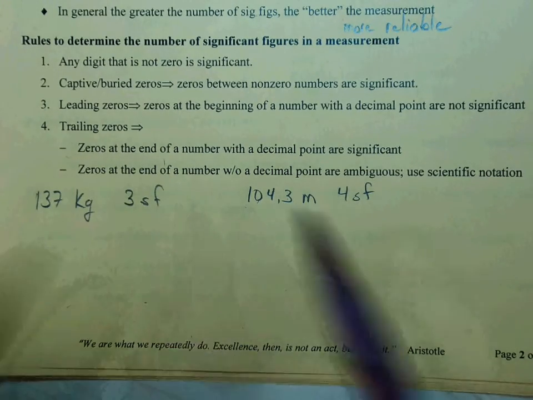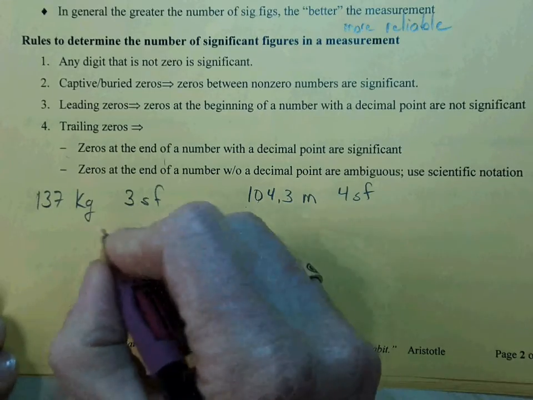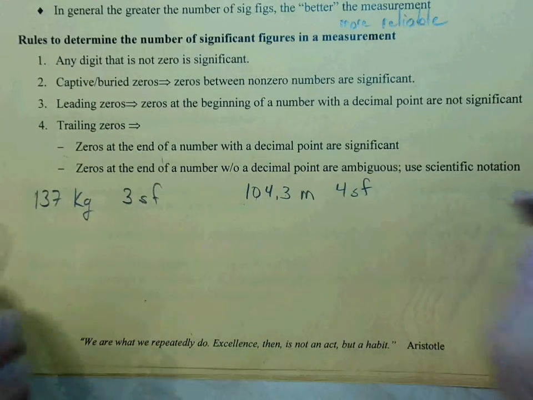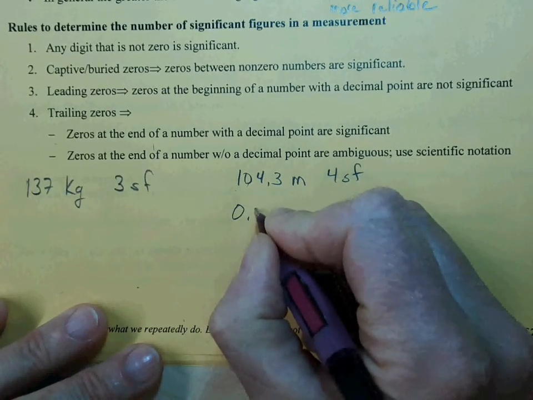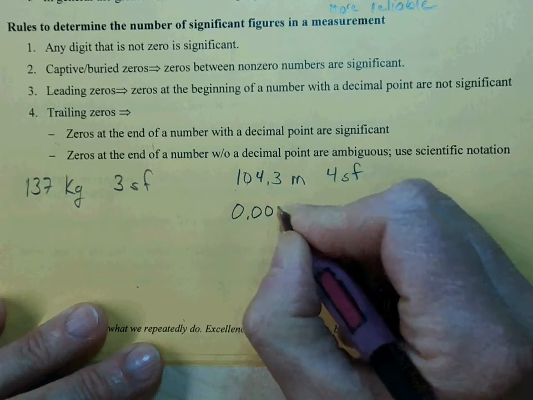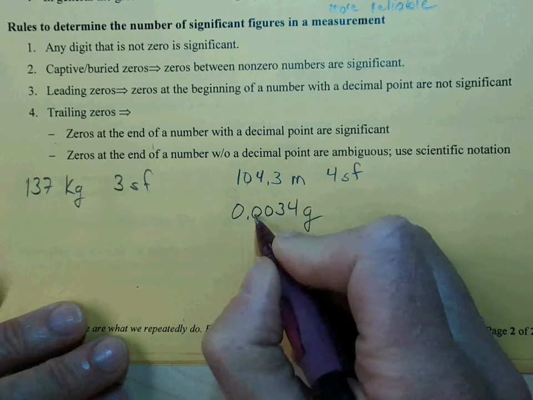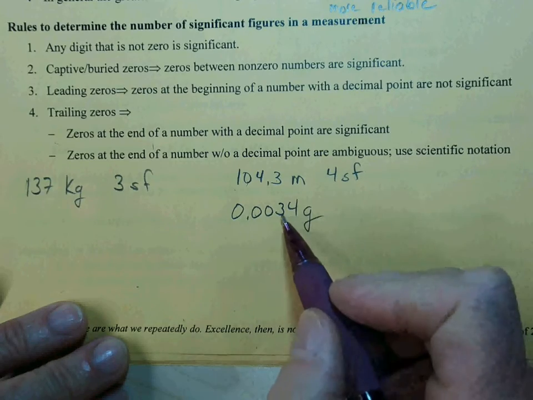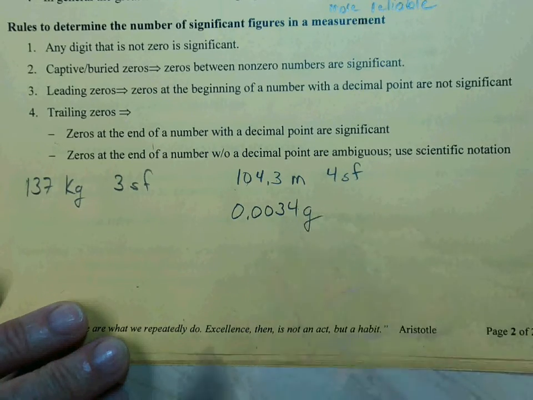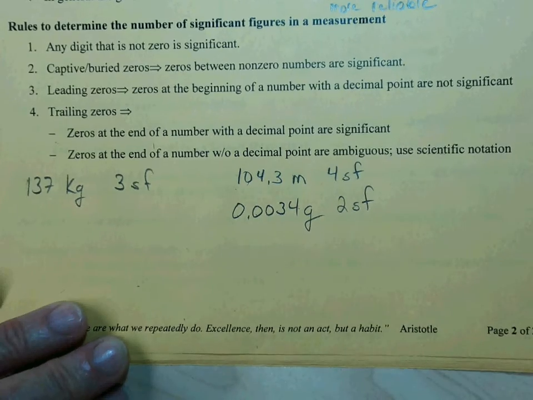Leading zeros. Leading zeros are there simply to hold that decimal place open. So if we measured something on an analytical balance that didn't weigh very much, let's say we had 0.0034 grams, these zeros are leading zeros and do not count as sig figs, so only the 3 and the 4 would count as sig figs. This number would have 2 sig figs.